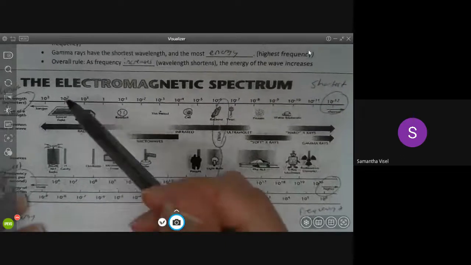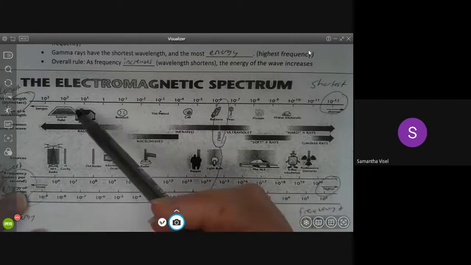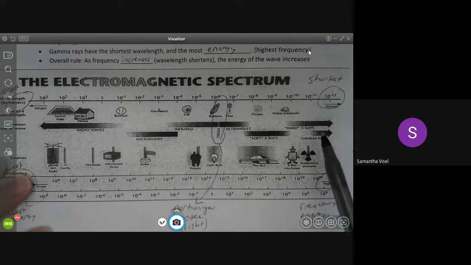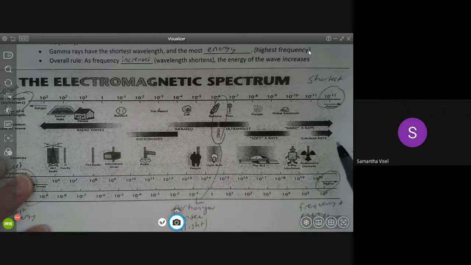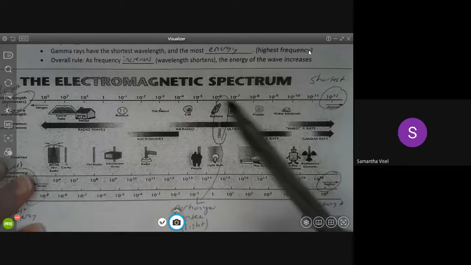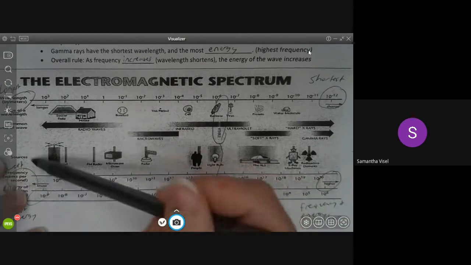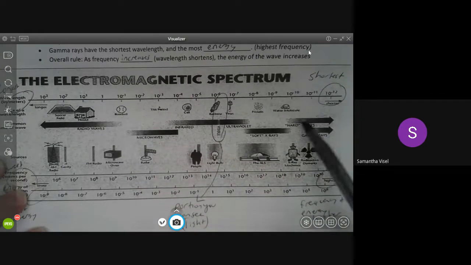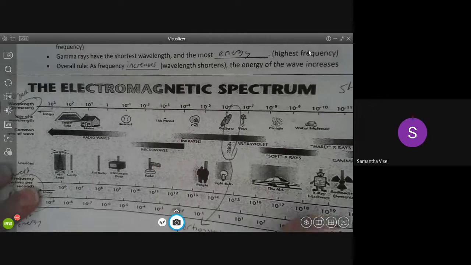Come test and exam time, you won't be expected to have all of these waves memorized, but you will be expected to know the two extremes of the spectrum. And then we're going to really focus on visible light. That is kind of its own separate thing. But you do need to know radio waves: weakest energy, longest wavelength. Gamma rays: highest energy, highest frequency, shortest wavelength. So these two extremes are what you'll have to memorize come that time.